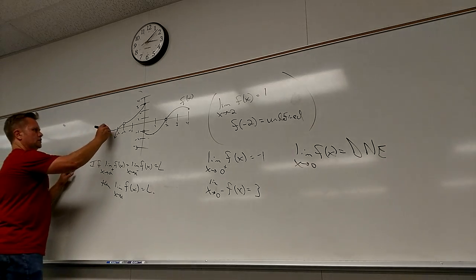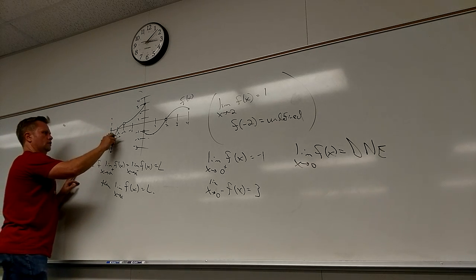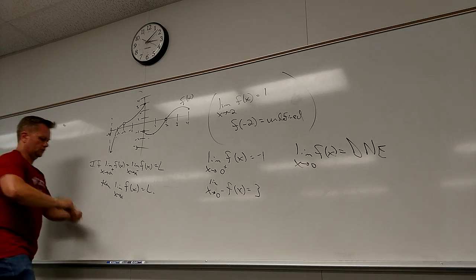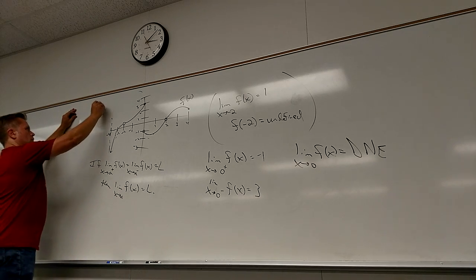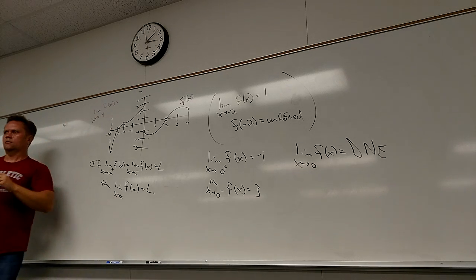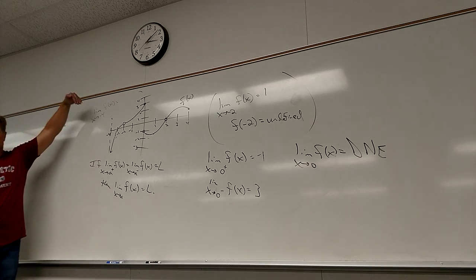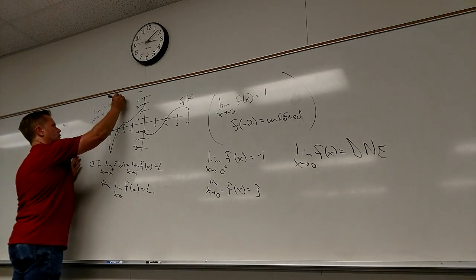Now, what if I added something to my little picture here? What's the limit as x goes to -4? Now, officially, it does not exist, but we can say more specifically how it does not exist. It goes to negative infinity, which is another way of saying does not exist, but a more specific way. So it's equal to negative infinity.